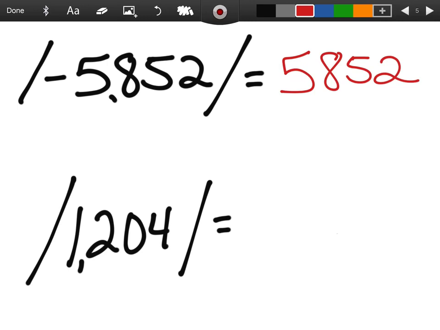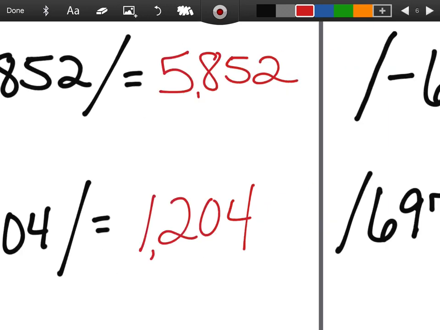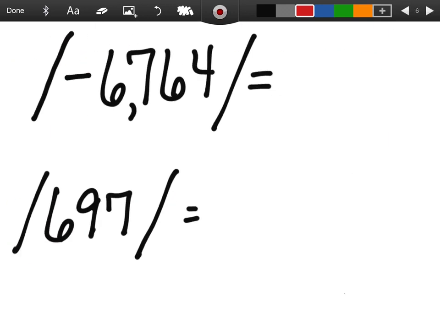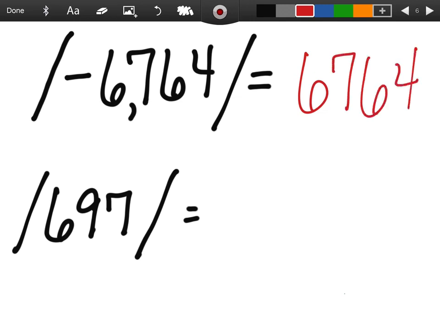The absolute value of 1,204 is 1,204. And I've got to make sure I put my commas in there. Sorry about that. All right, a couple more. The absolute value of negative 6,764 is 6,764. Okay, the absolute value of 697 is 697. Super easy.